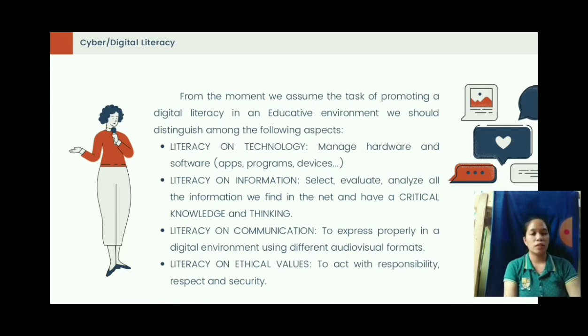So, literacy on information is the ability to find, evaluate, organize, use, and communicate information in all its various formats, most notably in situations requiring decision making, problem solving, or the acquisition of knowledge.